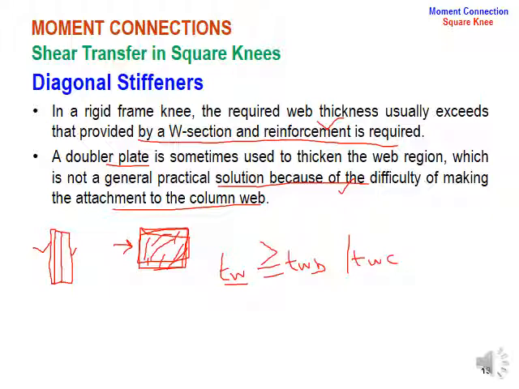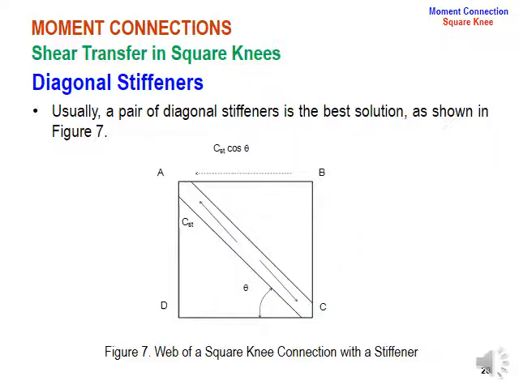So the easiest way is to provide a diagonal stiffener. Diagonally, just a diagonal plate has been provided. Usually a pair of diagonal stiffeners is the best solution, meaning a plate on one side and also on the back side of it. On both sides you provide this plate, which is called a diagonal stiffener. So how is it going to increase the efficiency of your knee? You are providing a diagonal stiffener.